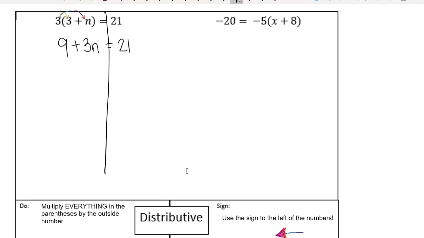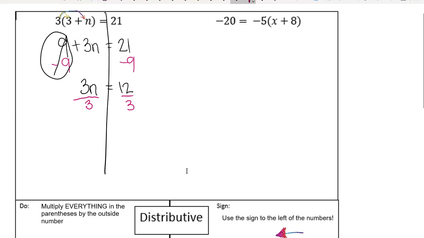So my first step in a two-step equation is to eliminate the constant. I'm going to eliminate this constant 9 by subtracting 9 from both sides. And now I simplify. I have a positive 3n left, and 21 minus 9 is 12. Now I have a one-step equation. 3 is multiplying the variable n, that's my coefficient, so I'm going to get rid of my coefficient 3 by dividing by 3 on both sides. And now I simplify. This is n equals, and 12 divided by 3 is 4.